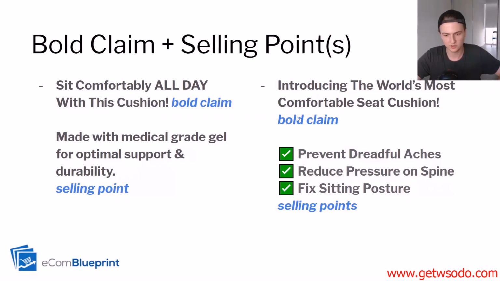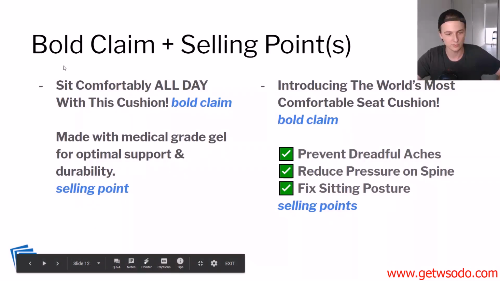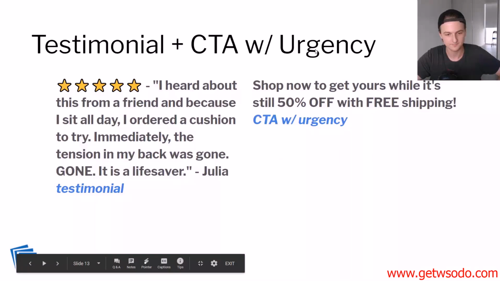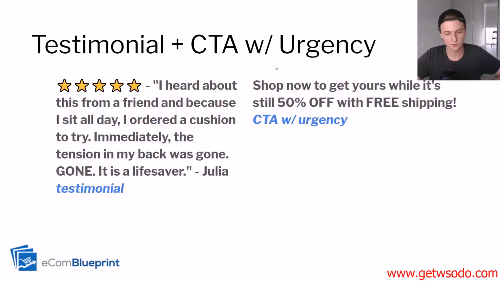Here's another example. Bold claim, introducing the world's most comfortable seat cushion. That's a very bold claim. And then I have some selling points here. Prevent dreadful aches, reduce pressure on spine, fix sitting posture. So this is an example of that formula. Bold claim plus selling points.